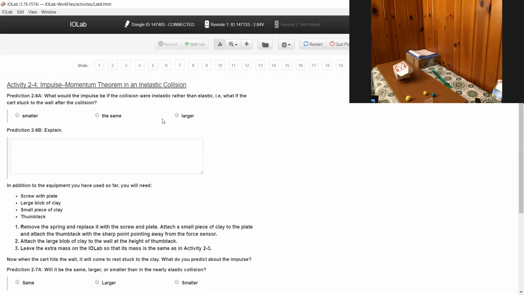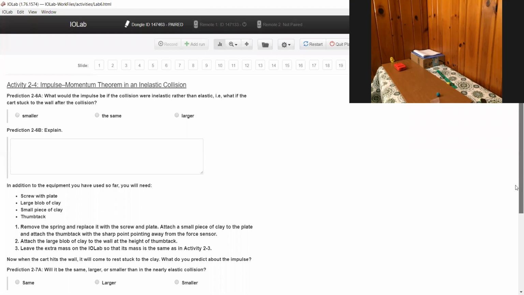Okay, what would be the impulse if the collision were inelastic rather than elastic? Go ahead. We have to make the predictions now. So we have been asked, if the collision were inelastic, what would happen? What would be the impulse?